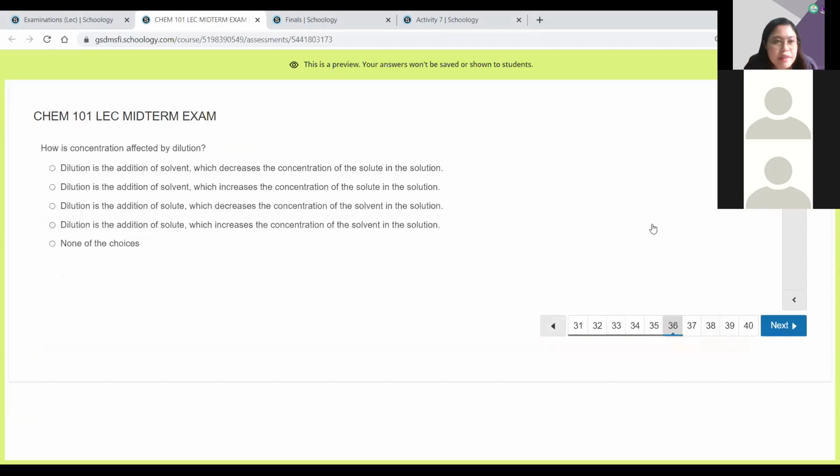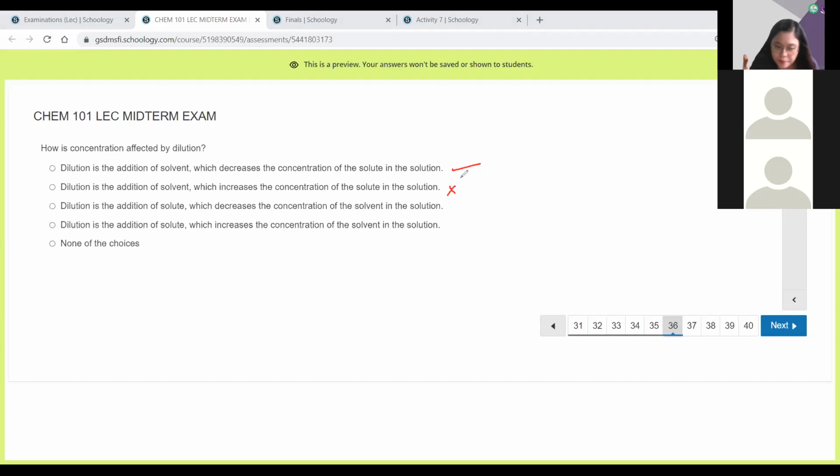Okay. Next, how is concentration affected by dilution? Dilution is the addition of solvent, which decreases the concentration of the solute in the solution. This one is correct. Again, pag nagdi-dilute tayo, ang ina-add natin solvent. So, nag-change ang concentration. Dilution is the addition of solvent, which increases. So this one is incorrect automatically.